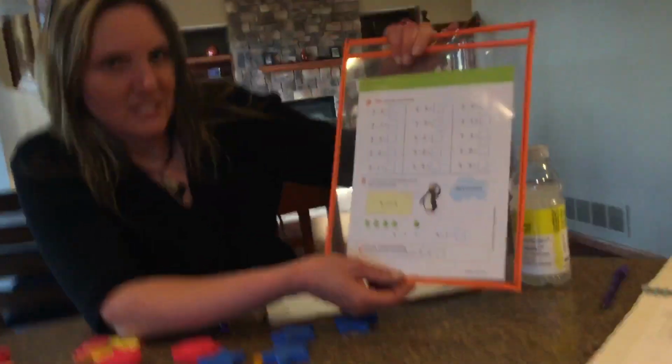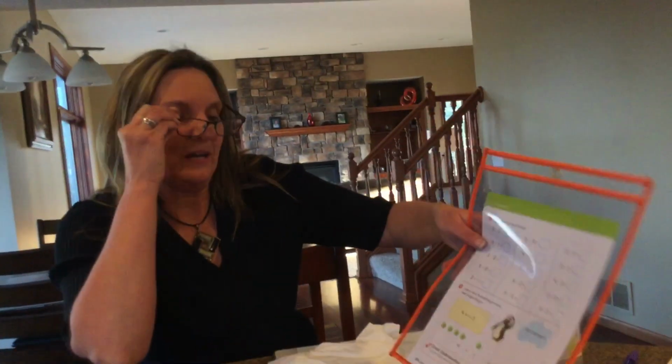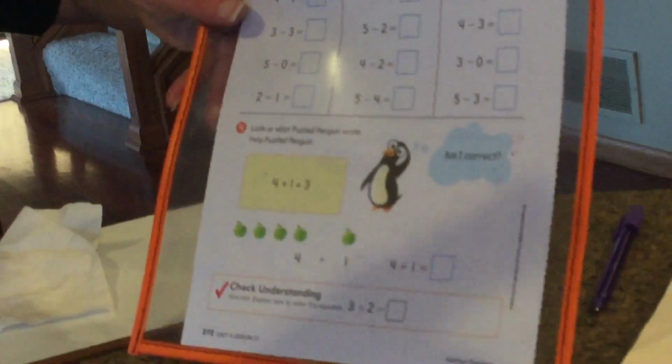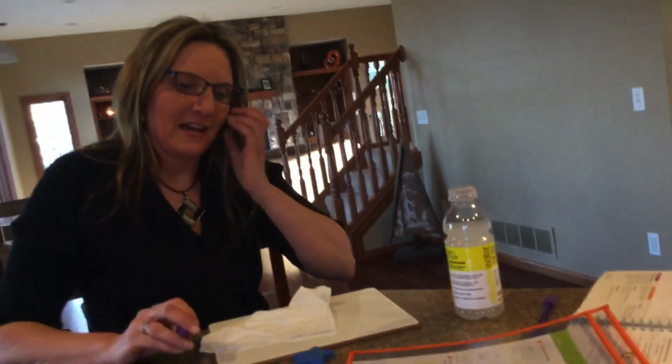Now, sometimes we have this thing at the bottom of our math sheet. It's kind of hard to see. It's called Puzzled Penguin. I'm going to put my glasses on to read it the right way. You're going to look at Puzzled Penguin. Puzzled Penguin thinks that 4 plus 1 is 3. Wants to know if we're right or not. What do you think? Yes or no? I don't know. You'll have to decide on that.